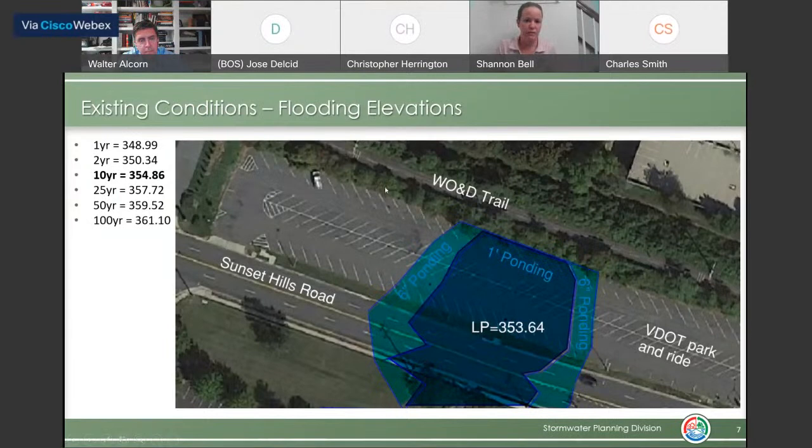And it happens because the WO&D trail acts as a pond embankment. It's a raised trail, so that means the trail is up here and then the parking lot is down here. So it creates a barrier where the water that enters this VDOT Park and Ride can't go anywhere because there's this embankment here. So it just gets trapped in the bottom. It's like a little pool, and it just fills up over time.